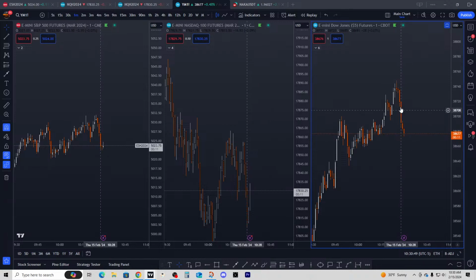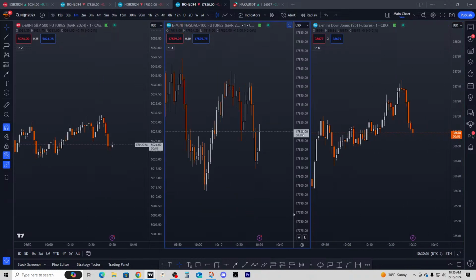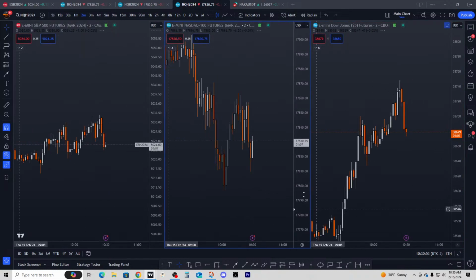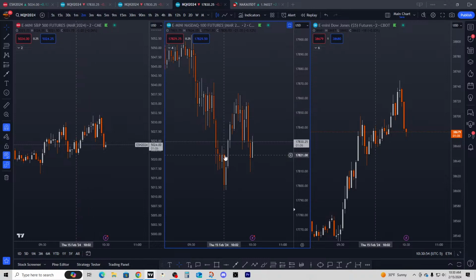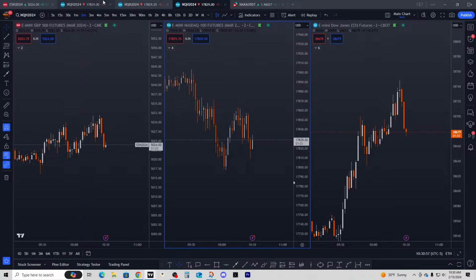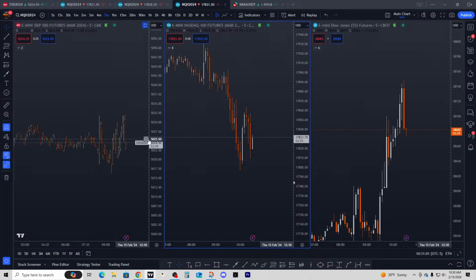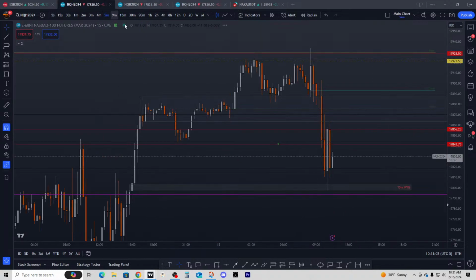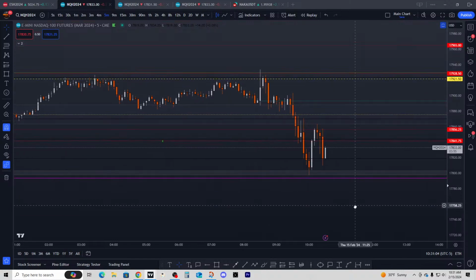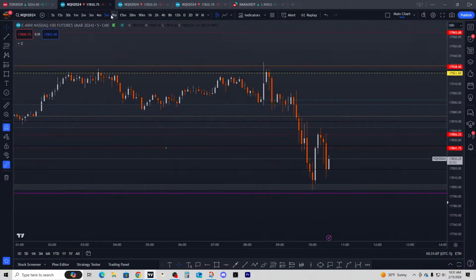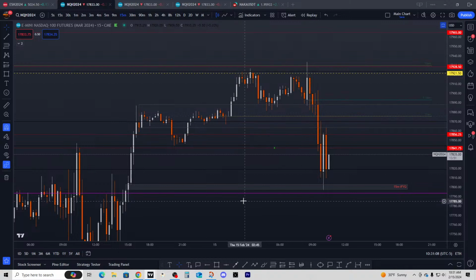We have that 1 minute inverse here. The YM. So we're pulling back down to this 2 minute order block here. At the same time, we hit this high and created SMT. It depends if you're bullish or bearish. That's really what it comes down to at the end of the day.